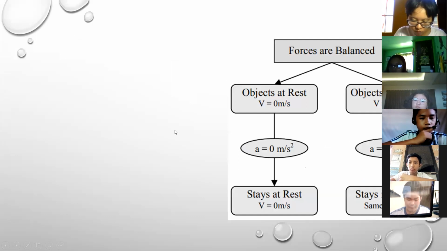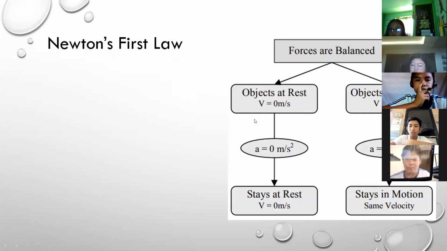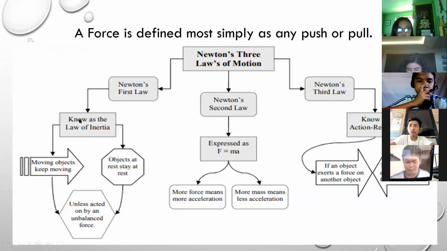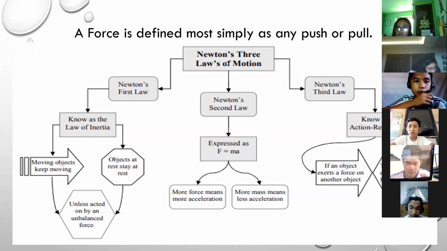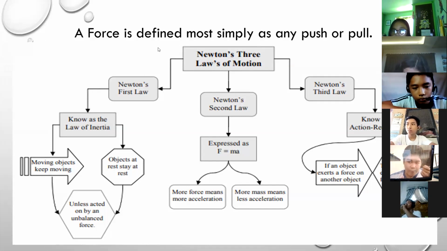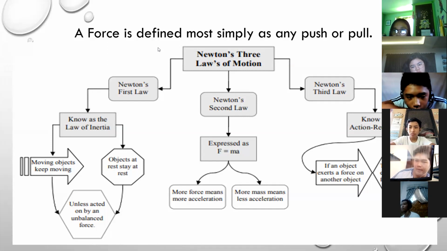What do you think is the first law about? By the way, let us define force first. There is a definition of force here on top. Force is any push or pull. Force is defined simply by the act of pushing or pulling. So for example, if your friend asks you to go and ride a bike, there's no force there. But if your classmate or your friend will push you to go and ride a bike, then force is already applied. But if it is only a verbal command, where there is no act of pushing or pulling, then there's no force applied.